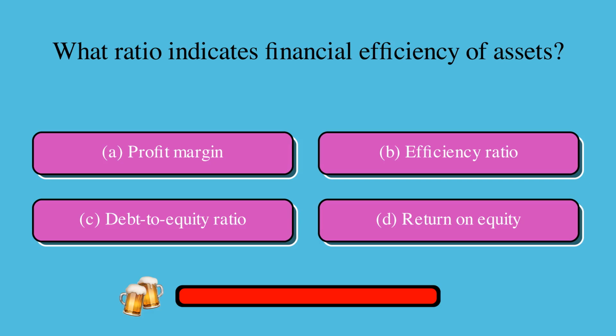What ratio indicates financial efficiency of assets? Is it A, profit margin, B, efficiency ratio, C, debt to equity ratio, or D, return on equity? The correct answer is B, efficiency ratio.